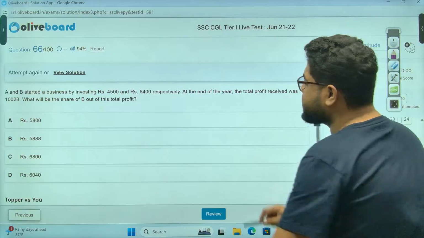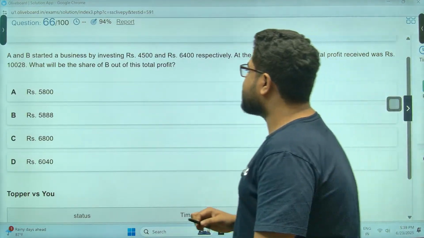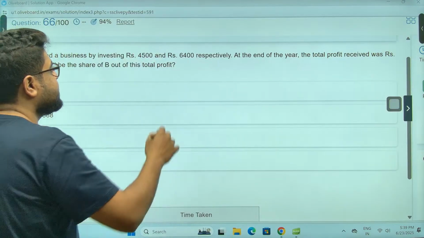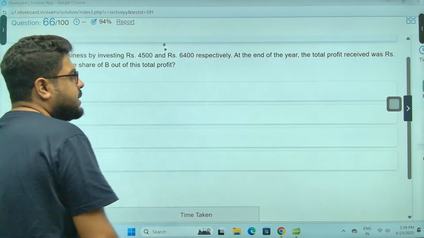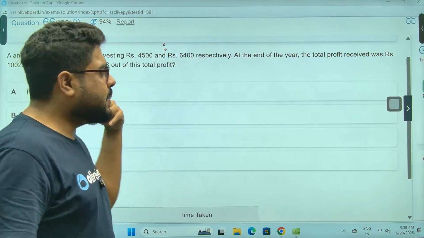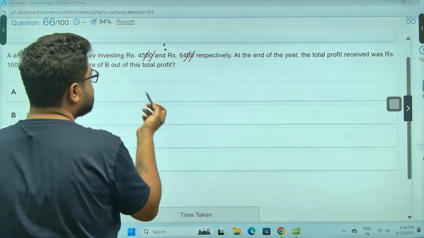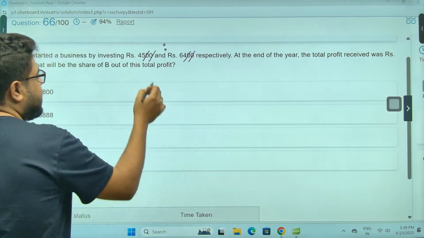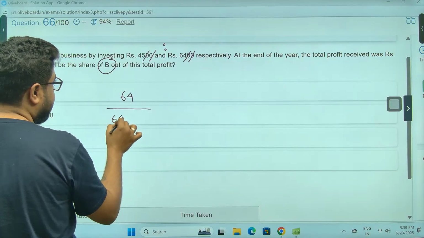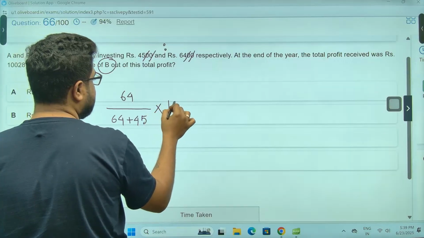Next one. A and B started with this value, end of the year total. अरे सर ये तो बहुत सिंपल है सर. दोनों का you see the time is same, so investment ratio itself will become the profit sharing ratio. So the zeros are gone, और कुछ कर नहीं सकते सर. So meaning the profit share of B will be 64 by 64 plus 45 into the total, which is 10028.